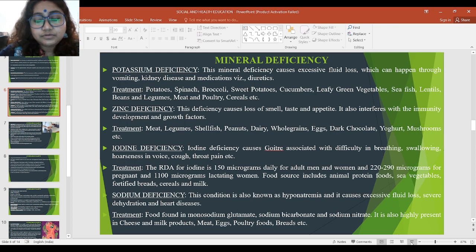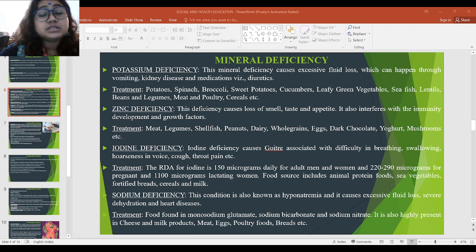We have gathered together for our class related to social and health education, where we have been discussing in the previous class minerals and mineral deficiencies. In the last class, we already discussed calcium deficiency diseases and treatment measures, iron deficiency diseases, and magnesium deficiency diseases with their treatment measures.